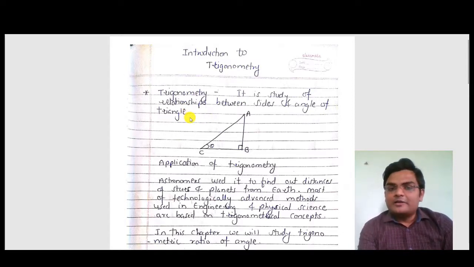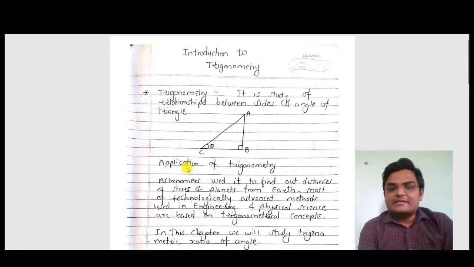So in trigonometry, a right angle triangle is used, and we can find the relation between the sides and angles of the triangle. As we see, ABC is a right angle triangle, right angle at B, and inclined angle theta. So we have to find the relation between the sides and angle of the right angle triangle. So that's why trigonometry is used.